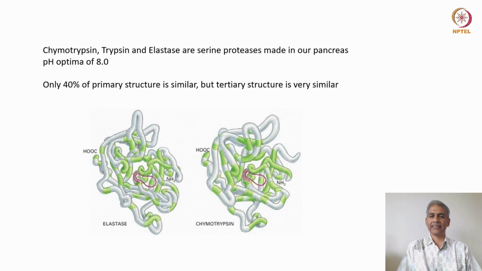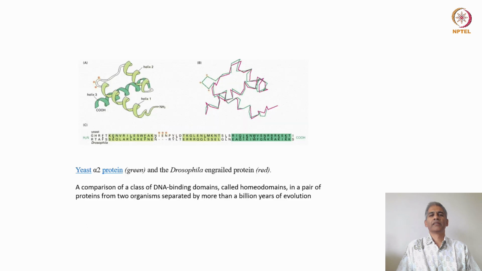So again, driving home the point that because the tertiary structure is important for the functioning of the protein, that is maintained, and you can have a difference in the primary structure of the protein. This point is shown here again from an evolutionary perspective.